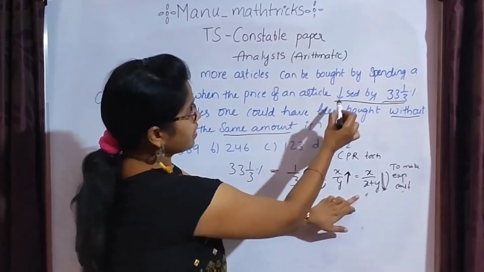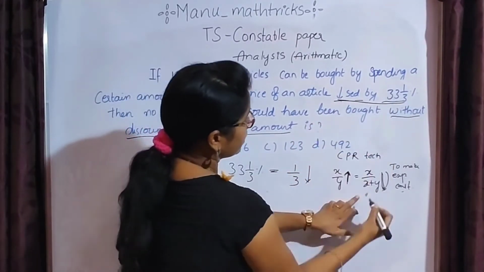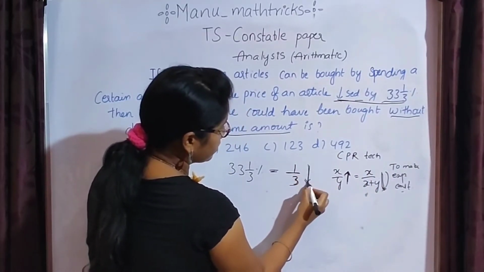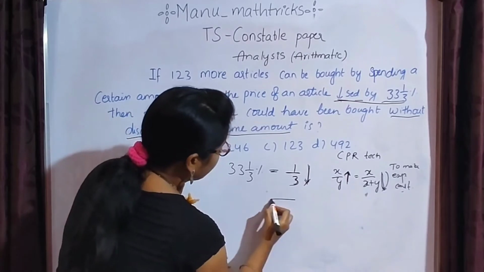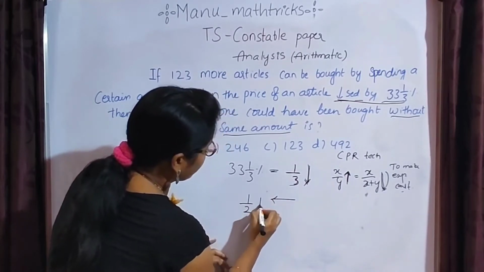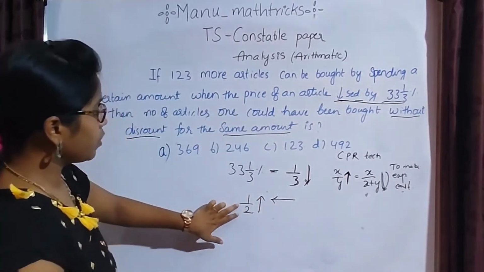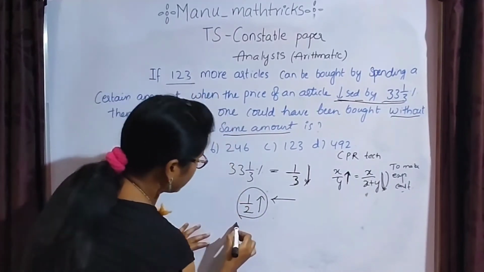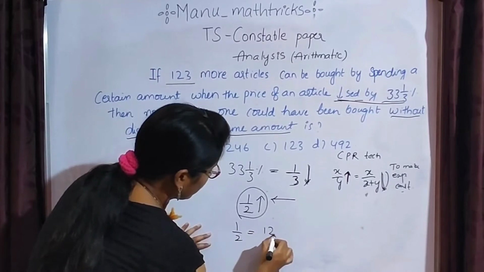Now see, he is saying that the price is decreased by 33 1/3%. It means it is decreased by 1/3. Then the articles will be increased by 1/2. This 1/2 increase in the number of articles is equal to 123.